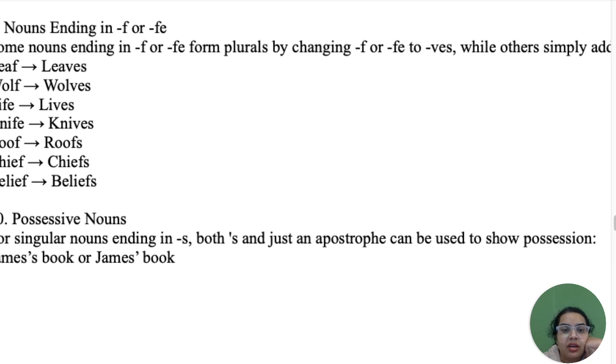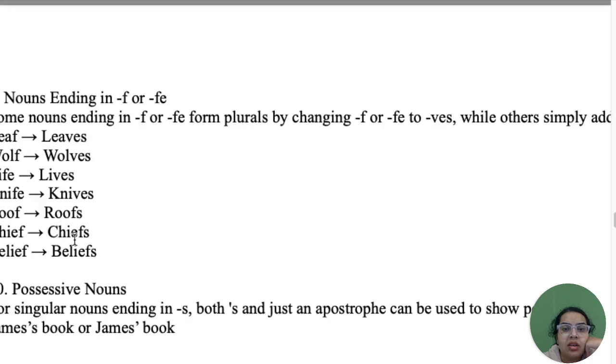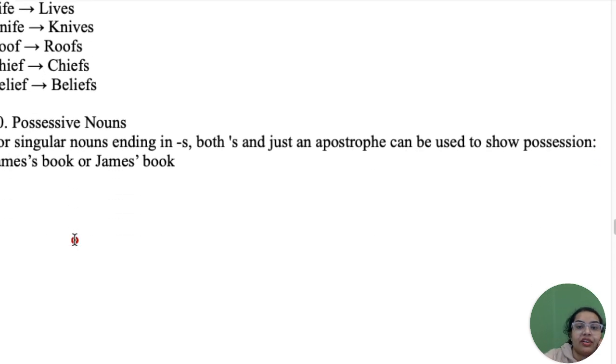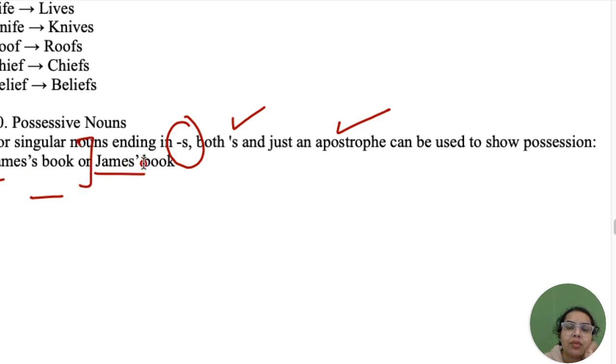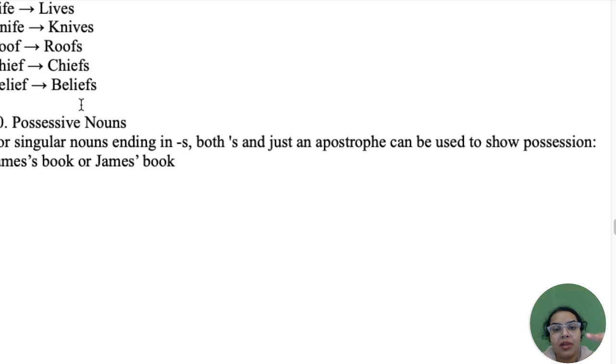Last point here, what we get to see is, whenever you have a singular noun ending in S, both apostrophe S and just apostrophe is okay. Don't be confused. James's book is also correct, and James' with only an apostrophe without S is also correct. So on this rule, you won't get any specific question in the exam. As I told you, if there are two possibilities, both forms are acceptable, then there is no such thing that you have to correct into another correct form.